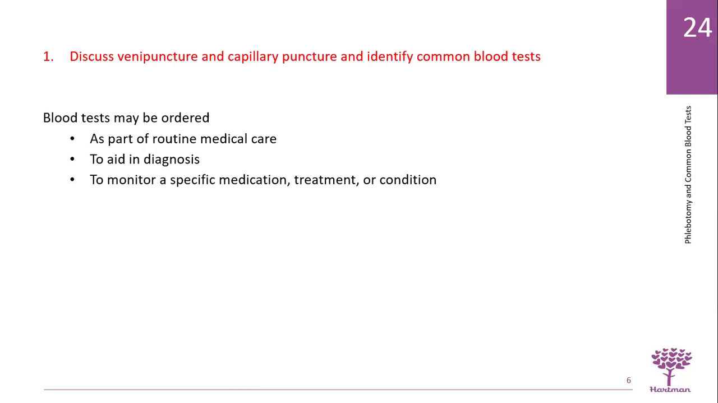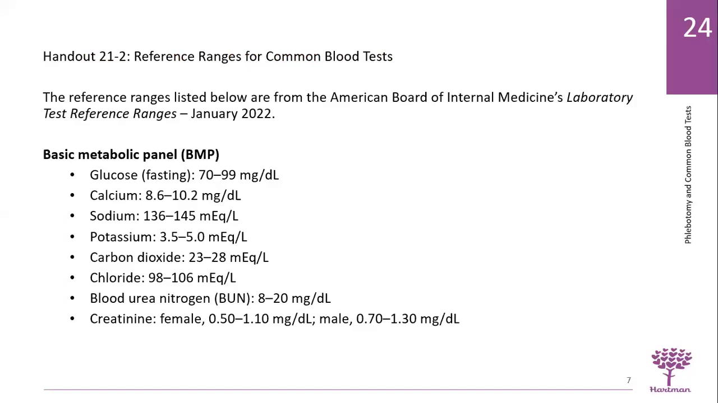It may also be done to monitor a specific medication. Some medications have what we call toxic levels, or your body can build up a tolerance to that medication. So periodically, you have to draw labs to find out how strong or weak that medication is in an individual's body. So we may draw labs for medication, for treatment, or for a condition. Now, here are some common blood tests that are run.